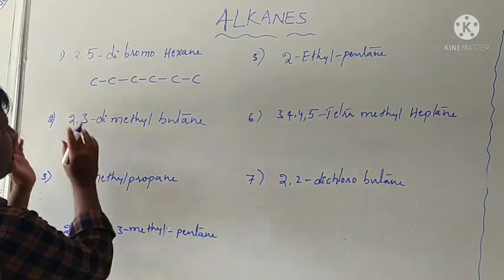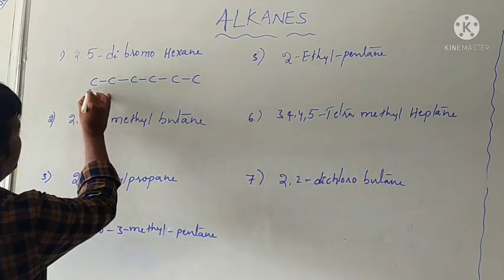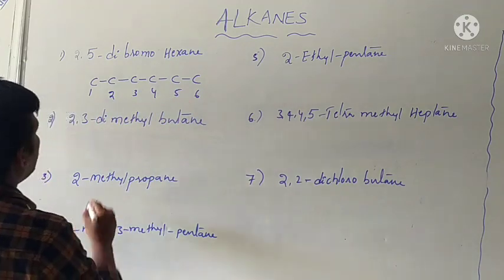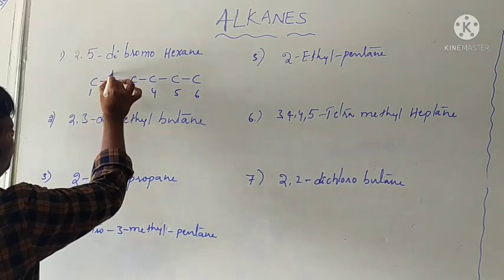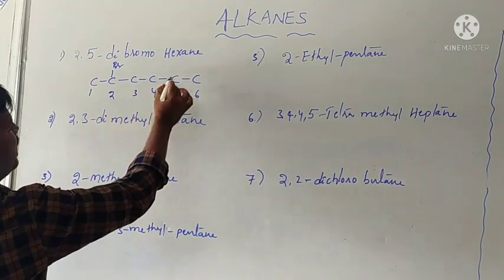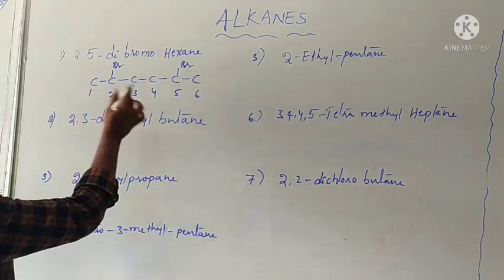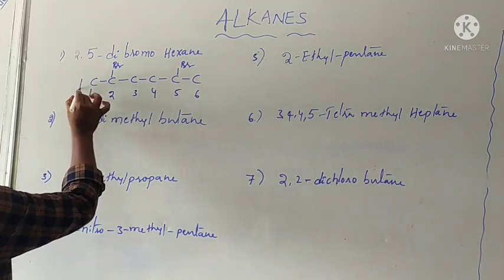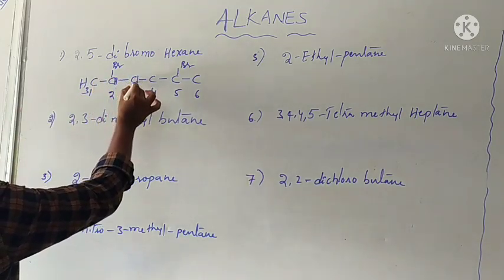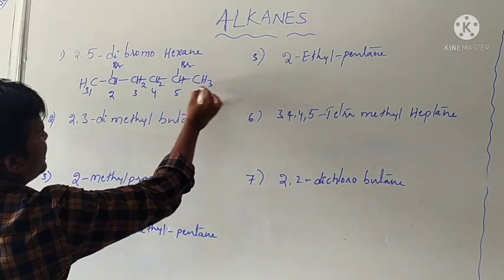Suppose we take the numbering from left to right. This is the first carbon, this is the second carbon, 3, 4, 5, and 6. 2,5-dibromo means bromine is present at the 2 and 5 positions. 2,5-dibromohexane. The remaining carbon valency is filled with hydrogen. The carbon valency is 4, therefore it is filled with hydrogen. So here CH2, here CH2, and only CH and CH3.